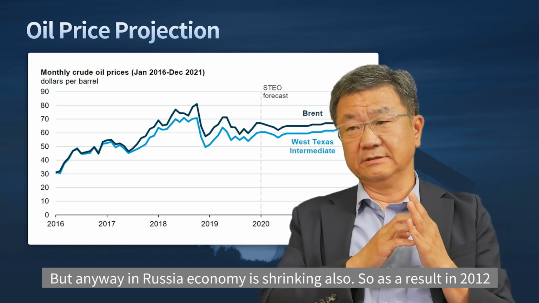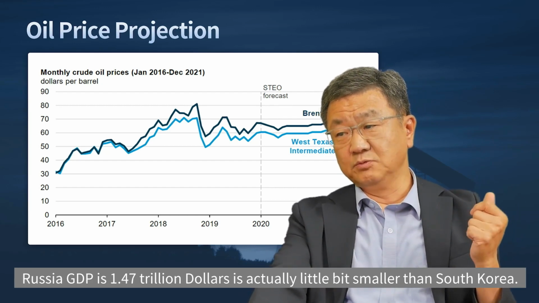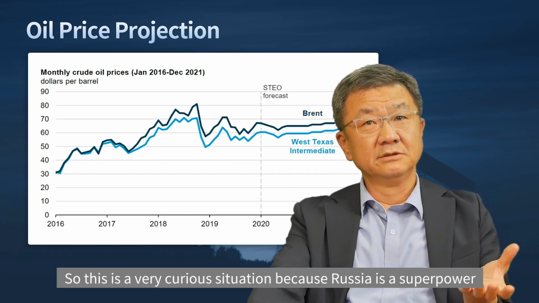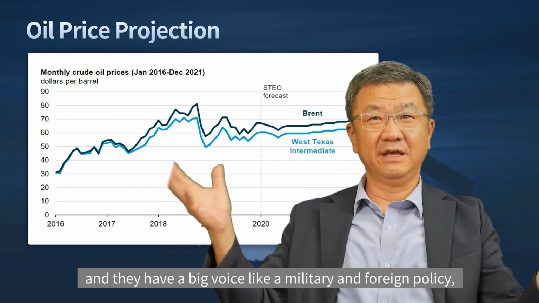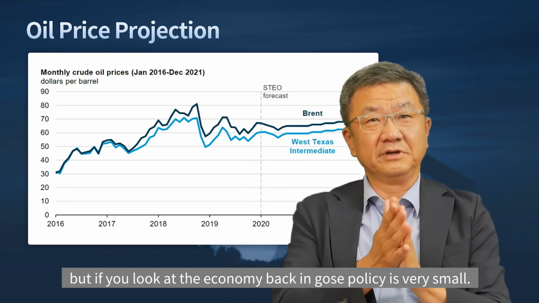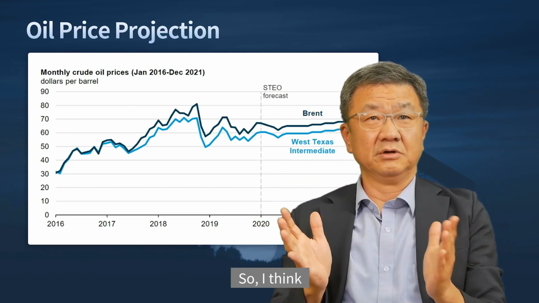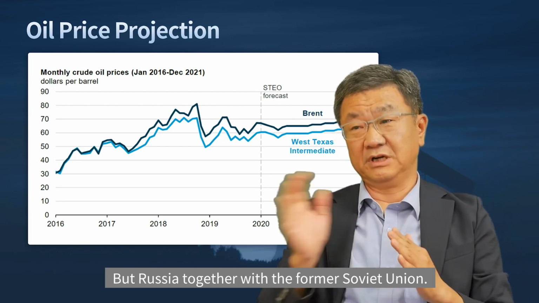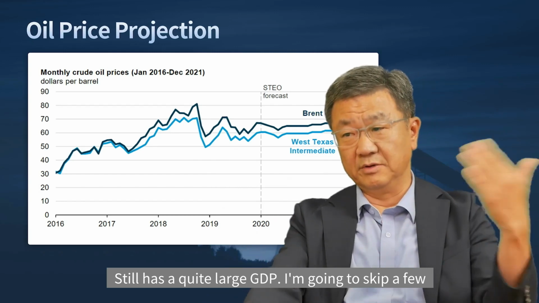But anyway, the Russian economy is shrinking also. So as a result, in 2012, Russia's GDP is $1.47 trillion, which is actually a little bit smaller than South Korea. So this is a very peculiar situation because Russia is a superpower and they have a big voice in military and foreign policy. But if you look at the economy backing those policies, it is very small, right? So I think the influence of Russia will become lower and lower in the future. But Russia, together with the former Soviet Union, still has quite a large GDP.